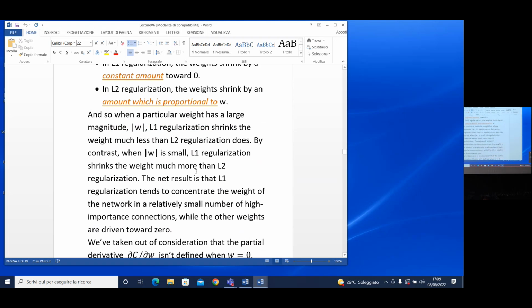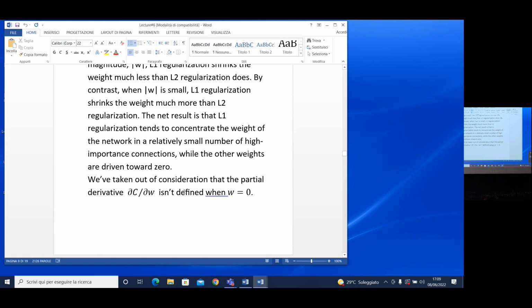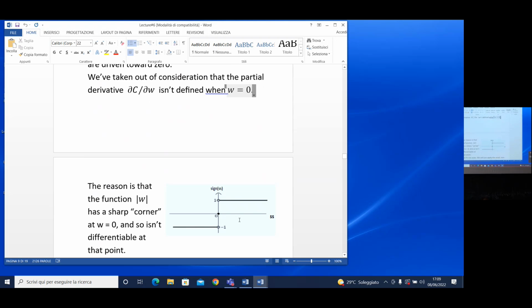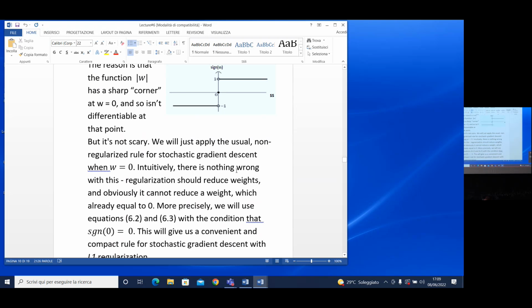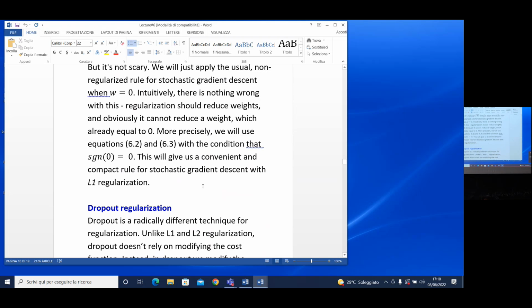Why? Because, for example, dC by dW is not defined when W is equal to zero. But if W is equal to zero, we diminish the coefficient every iteration, and there is nothing to diminish, so it is not a problem. It doesn't touch it automatically. This is why it is not terrible, and why both regularizations make good results.